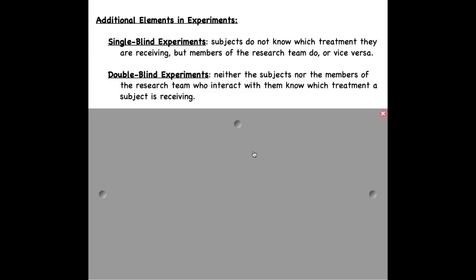If possible, we'd rather have even a double-blind experiment. That's where neither the subjects who are in the experiment nor the members of the research team who actually interact with the people throughout the experiment know which treatment each subject is getting. There is, of course, somebody overall who's monitoring the experiment who knows which subject's getting which treatment, but not the people who are directly interacting with those people.